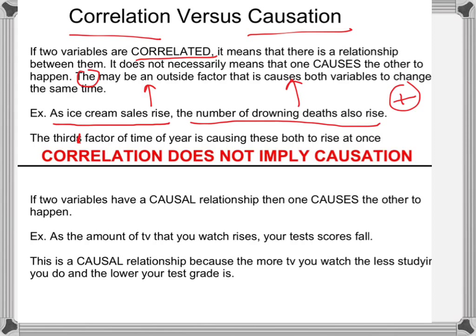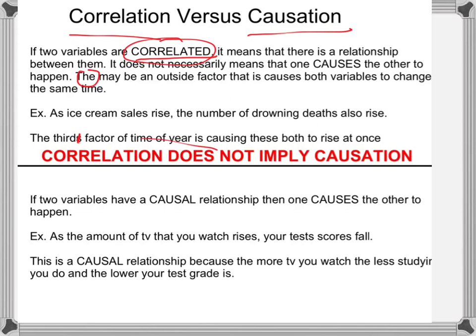So a third factor that might be causing both of those things is the time of the year. As the temperature increases, the ice cream sales increase. And as the temperature increases, the number of drowning deaths increase because people are swimming more often. So there's a third factor causing both those things to rise at the same time. Those two factors are correlated, they're related, but one does not cause the other. This is a very common statement in statistics: correlation does not imply causation. Just because two things are correlated does not mean that one depends on the other or causes the other thing to happen.